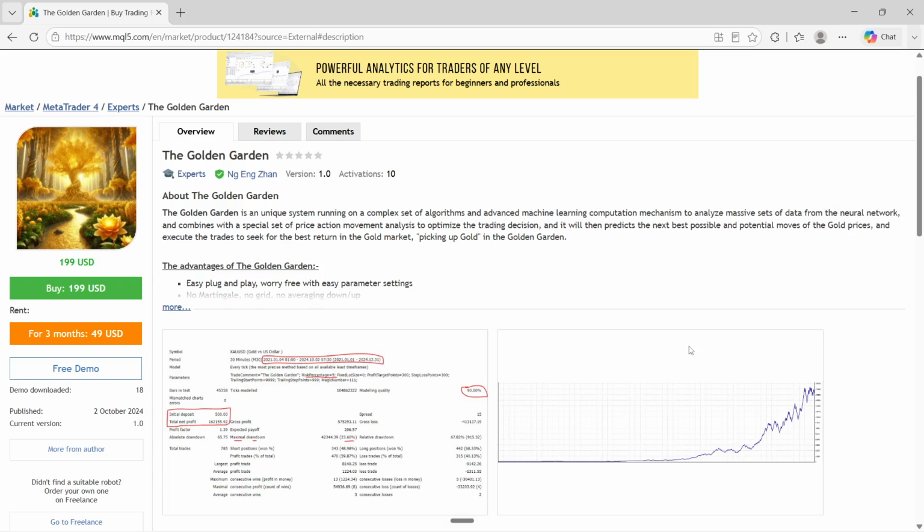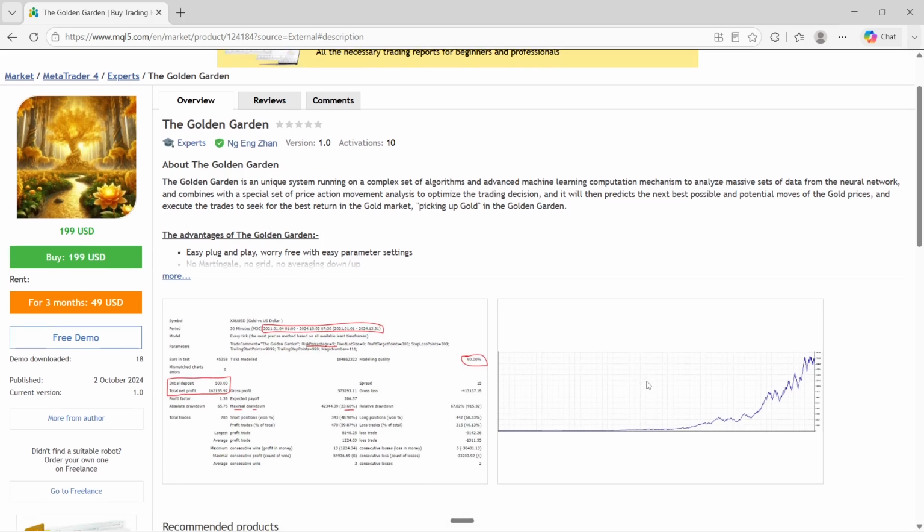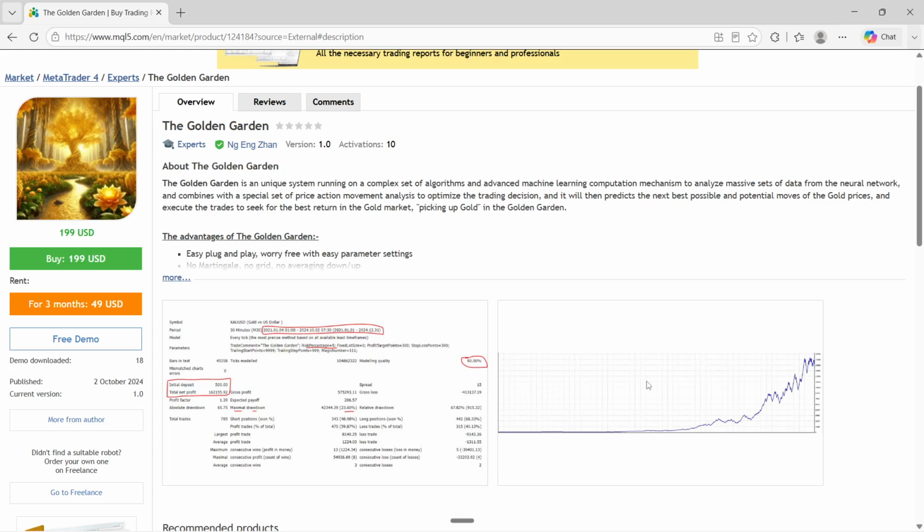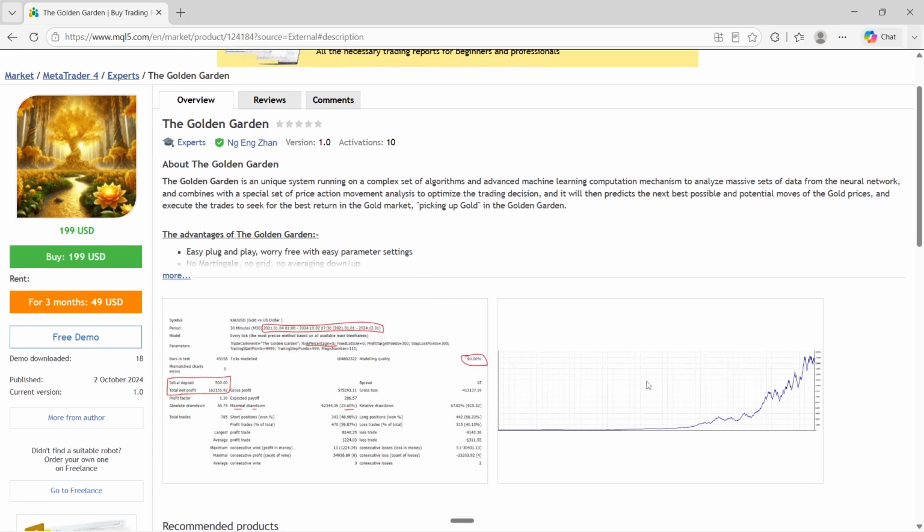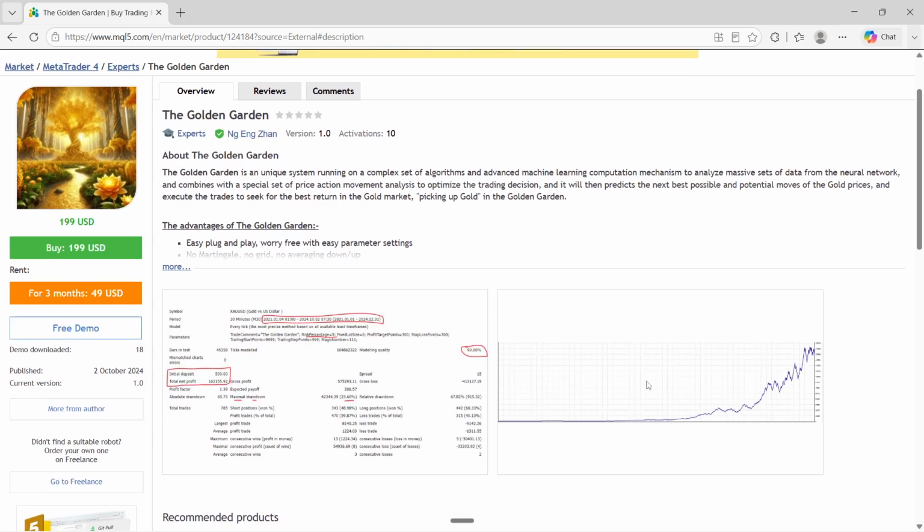Hey everyone, welcome back. Today we are reviewing the Gold Garden EA, also called the Golden Garden for MT4. This is a gold focused system that uses machine learning and price action analysis. So let's break down the claims.